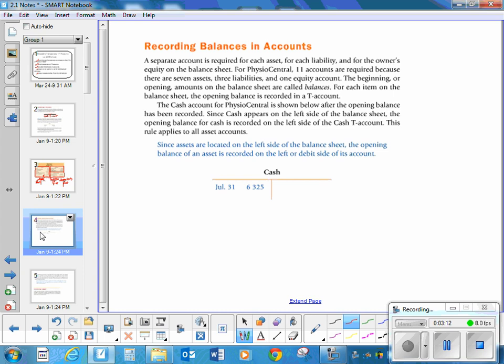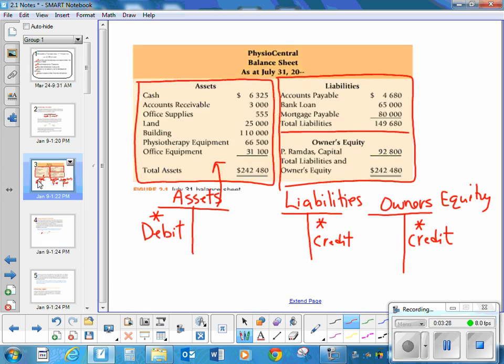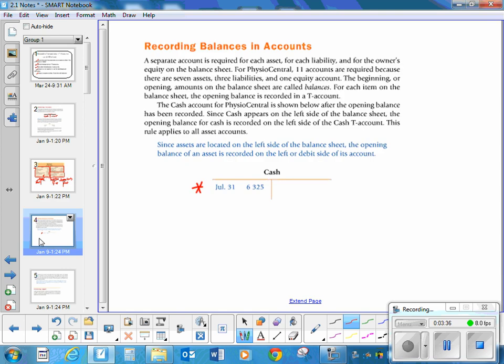Okay, so if we were to open up each one, your cash would look like this. Because it has a normal debit balance, that means that is where the money starts. It starts on the debit side, $6,325. That amount, I'm going to flip back, is coming off of our balance sheet here. Now, every one of our assets would look exactly the same. If we did one with our accounts receivable, we would do the same thing. I can't remember the amount, if it's 3,000. Okay, it's going to go on the left-hand side.